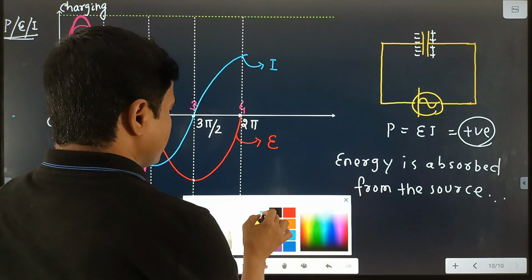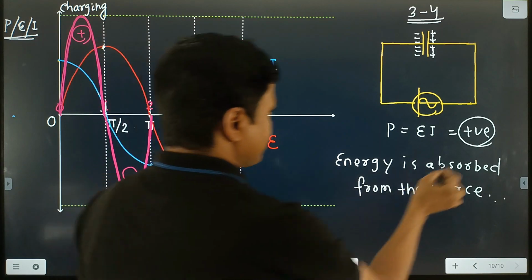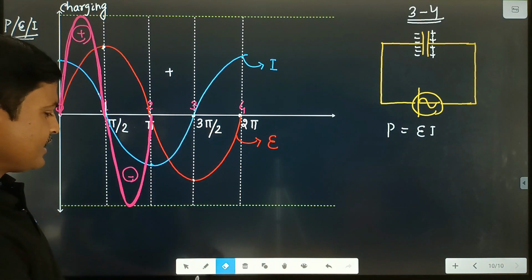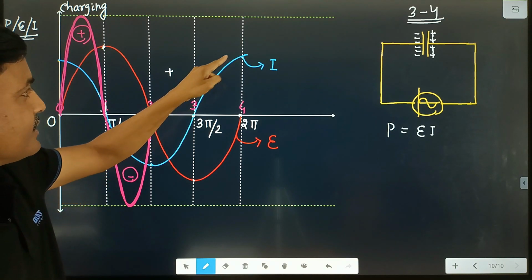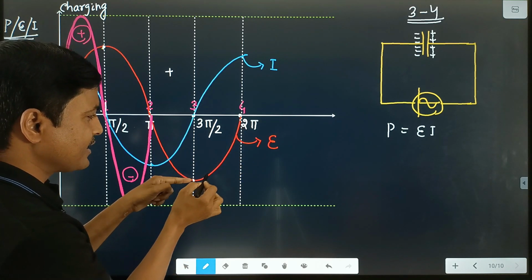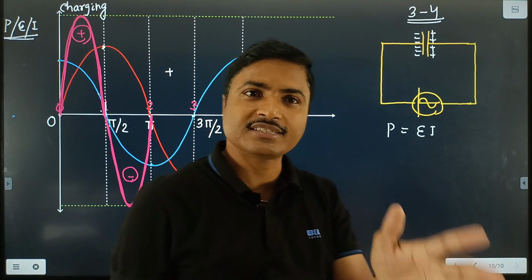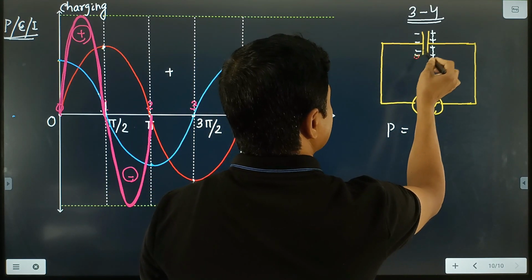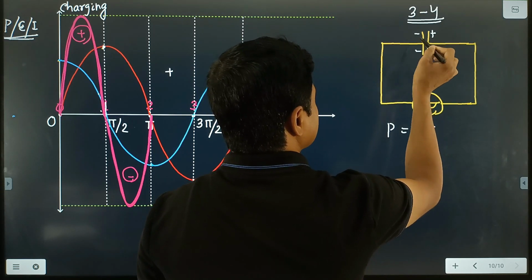And the last point, between point 3 and 4. Between point 3 and 4, what happened? That means 3 pi by 2 to 2 pi. Here the magnitude of the current is gradually increased, and the magnitude of the voltage is gradually decreased. If the magnitude of the voltage is gradually decreased, then the capacitor starts to discharge, so once again the capacitor is now discharged, just like this.